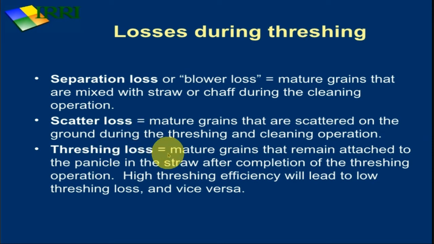And then threshing loss: mature grains that remain attached to the panicle in the straw, means the grains are still attached to their panicle or they are still inside their shaft, and become waste, because high threshing efficiency will lead to low threshing loss and vice versa. Means the threshing efficiency should be high to avoid the loss.